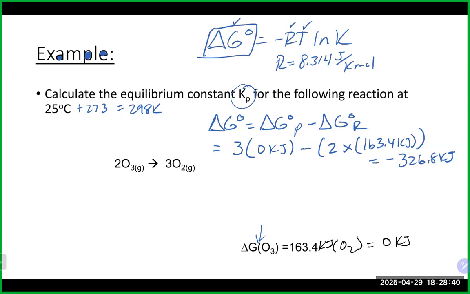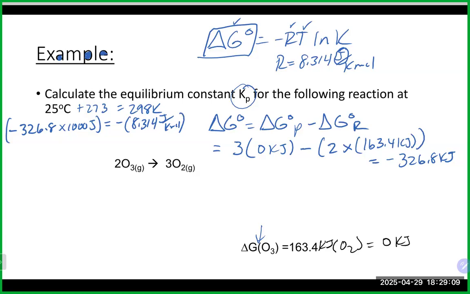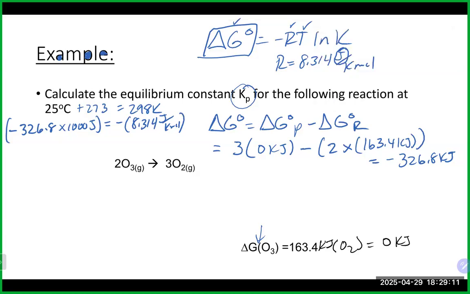Well, I guess we're ready to do it here. Let's put our numbers in. We're going to go negative 326.8. Once again, I'm going to multiply it by 1,000 to get it to joules. The main reason is R is in joules, so again, you do not want differences in units here. Otherwise, you're going to be in some trouble. That's going to give me negative my 8.314 joules per Kelvin per mole, my 298 there.